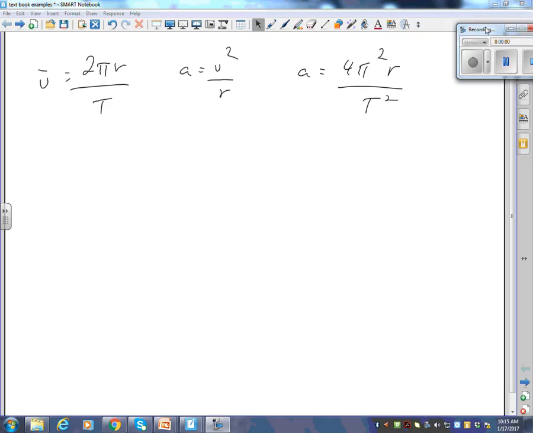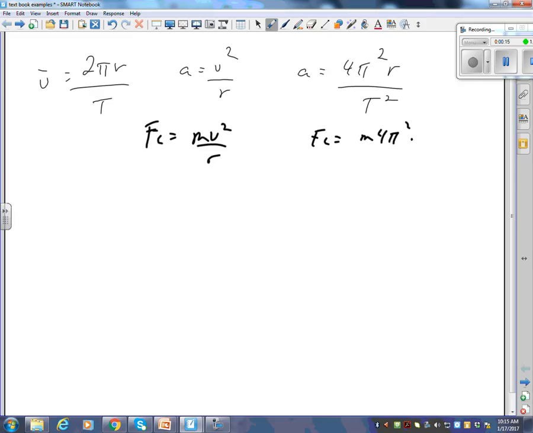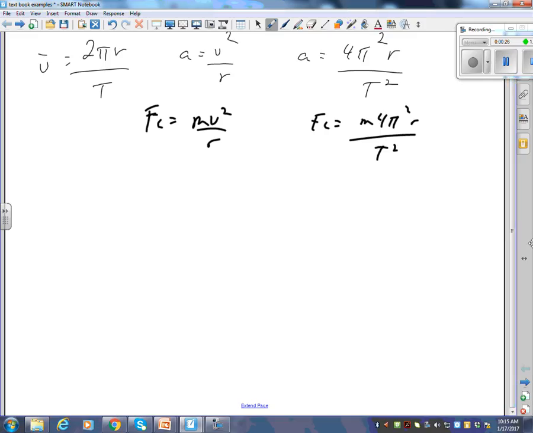Those are some of the formulas, I guess we could say. And if you wanted centripetal force, if I wanted Fc, you just put an m in front of them: m 4 pi squared r all over t squared. But I want to show you a neat little trick that the textbook does. They don't do a great job of explaining it. I think I do a much better job. I'm sure you'll agree.